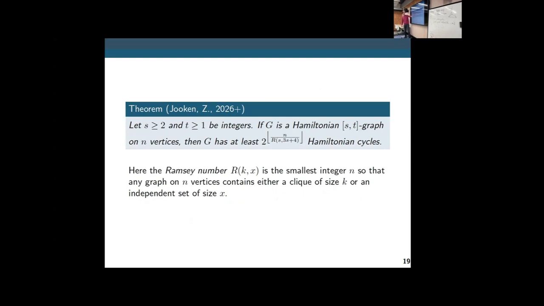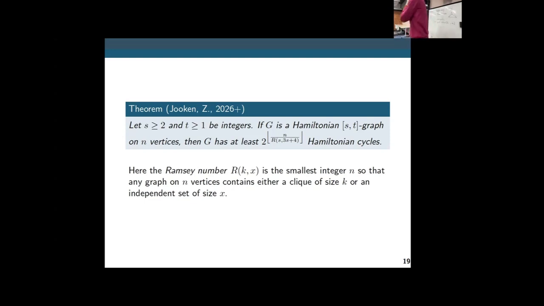And so the Ramsey number, so connections to logic, but in graphs, this is for us R(k, x). This is the smallest integer n, so that any graph on n vertices contains either a clique of size k, that's just a graph on k vertices, such that all the vertices are connected to each other, or an independent set of size x. That's kind of the two extremes. Clique, all the edges, independent set, none of the edges.